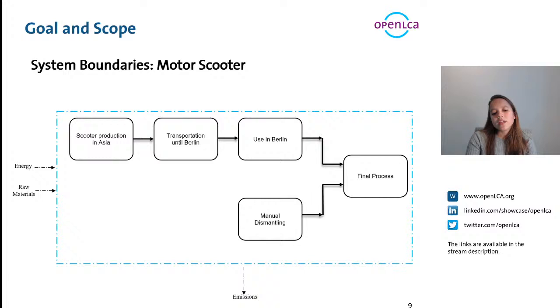Maybe this is not the way that you are used to seeing the system boundaries, connecting the final process, but I will also show another approach that has the same result in the next slides, okay? And everything that is inside this blue box is part of our foreground system, but we also need to consider the background, so the energy, raw materials, and all the emissions.